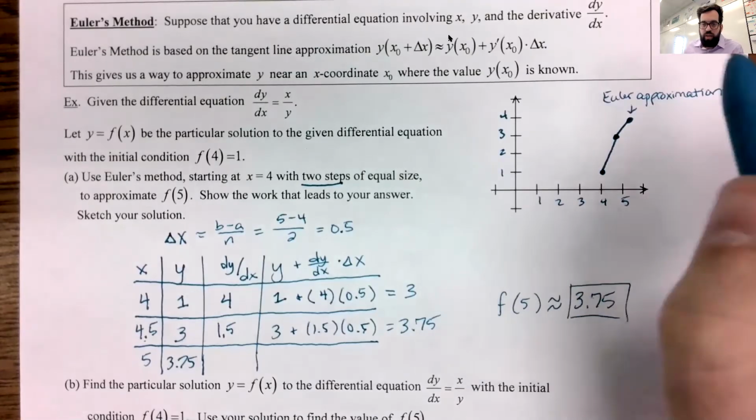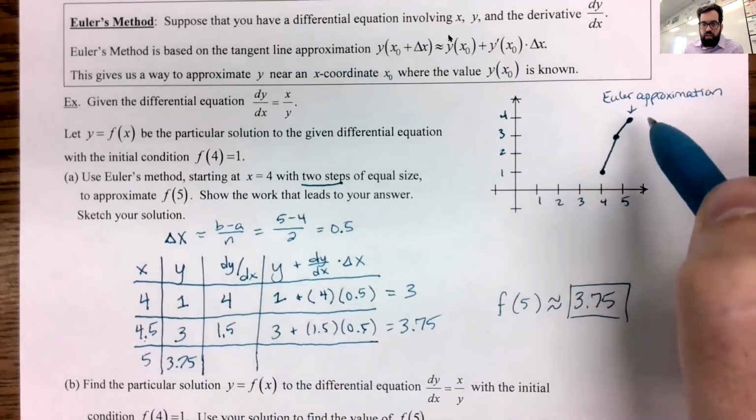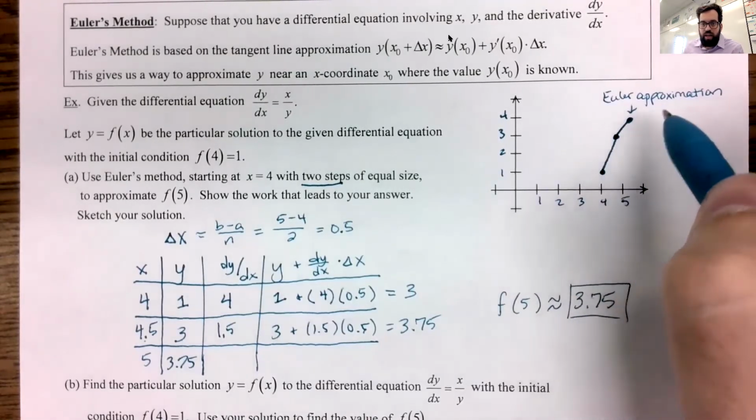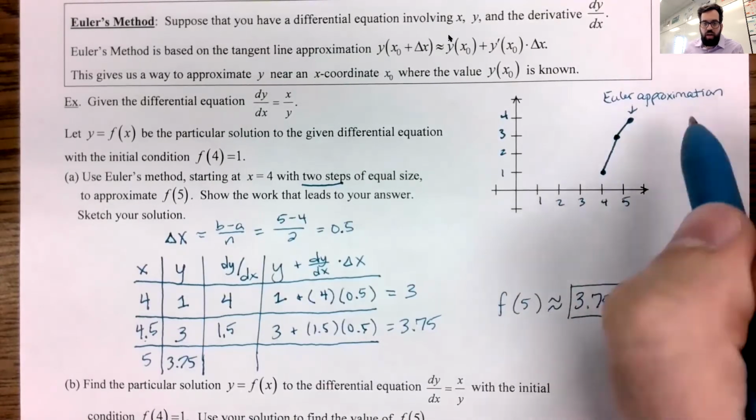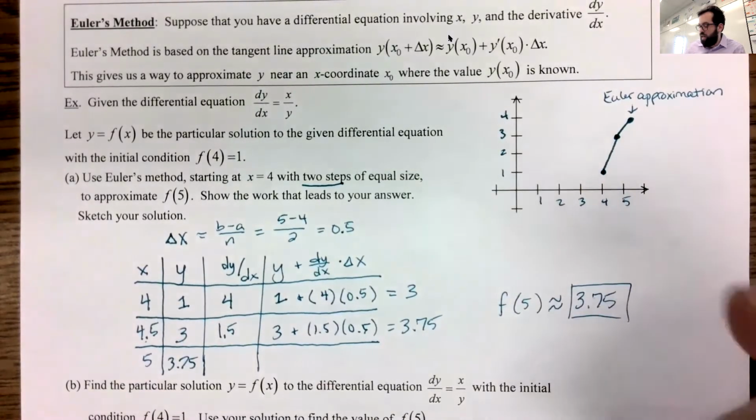And this is what Euler's method always looks like. It just looks like a series of line segments that kind of slant a little bit each time until you get to the end of your approximation. All right, let's keep going here.